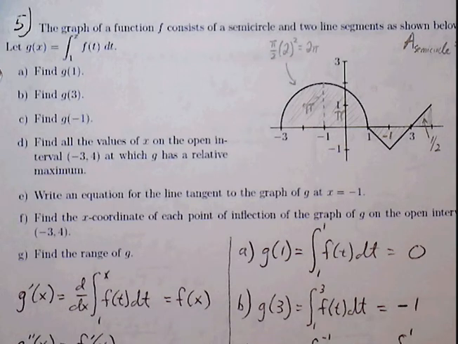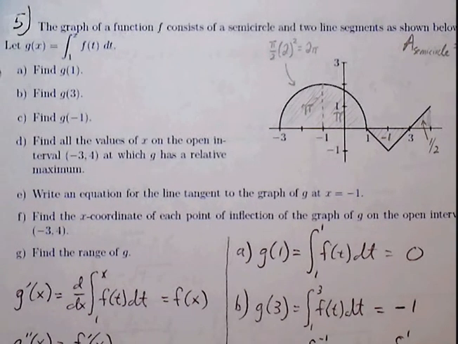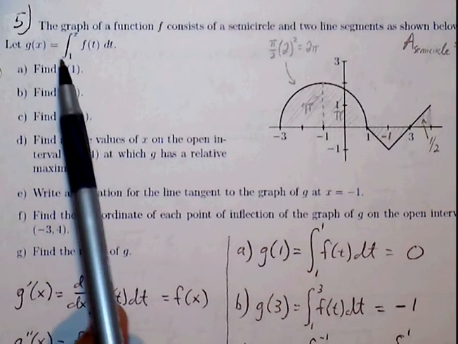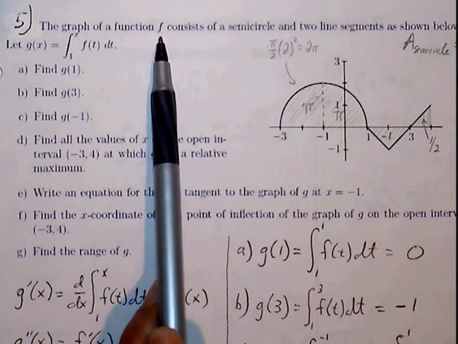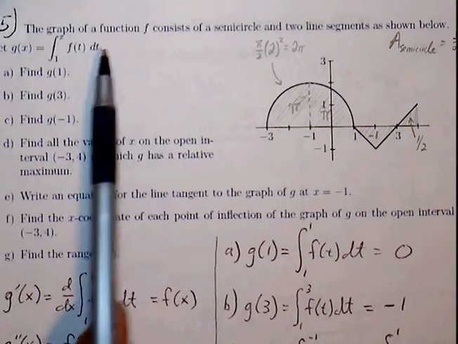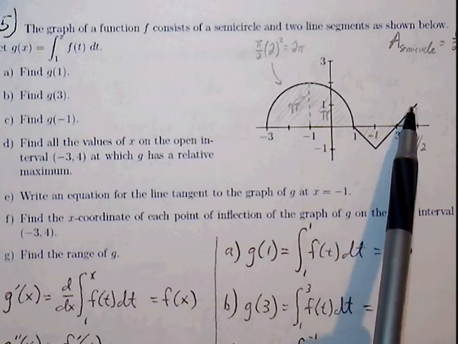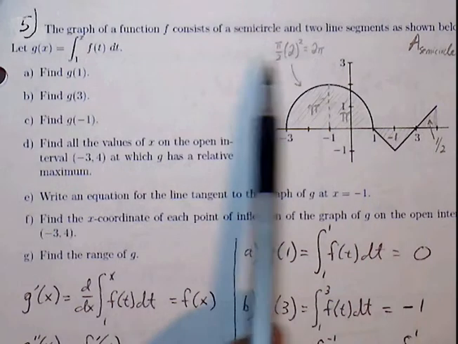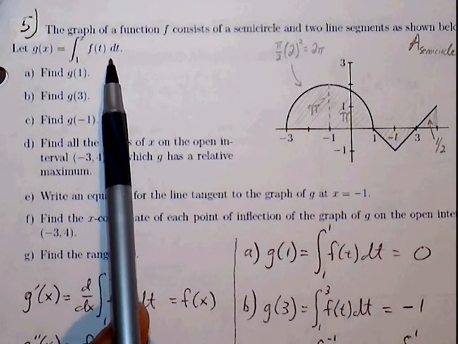Okay, let's continue with FRQs for number 5 and number 6. So number 5, this is a problem where we have a function that's defined as the definite integral of another function. The graph of a function f consists of a semicircle and two line segments, as shown, and g of x is equal to the definite integral from 1 to x of f of t dt.